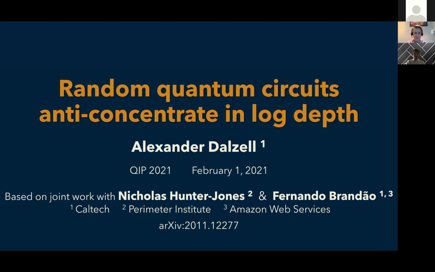So this talk is going to be about random quantum circuits, and in particular about a property called anti-concentration that those circuits sometimes have. It's based on joint work with my collaborators, Nick Hunter-Jones and Fernando Brandão.